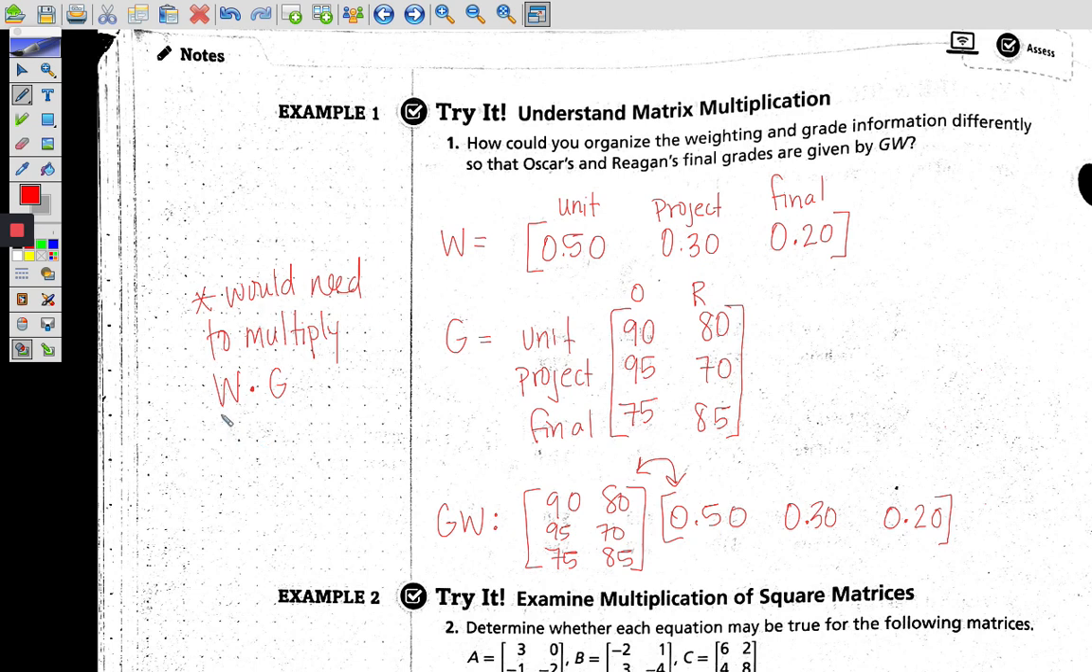Well, why do we have to do that? Because W is a 1 by 3. G is a 3 by 2. So when you are multiplying matrices, this last number here has to be the same as the first number here. Doesn't matter what that number is, but the last number in the first matrix has to be the same as the first number in the last matrix.